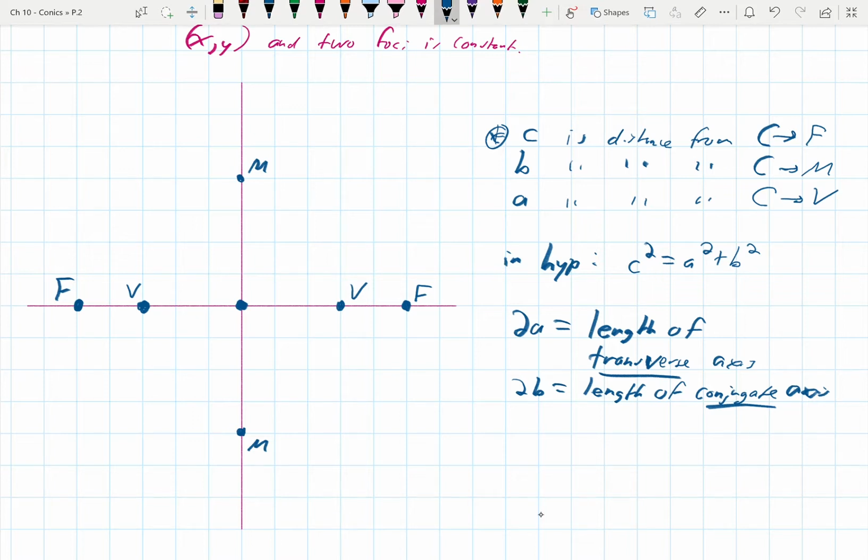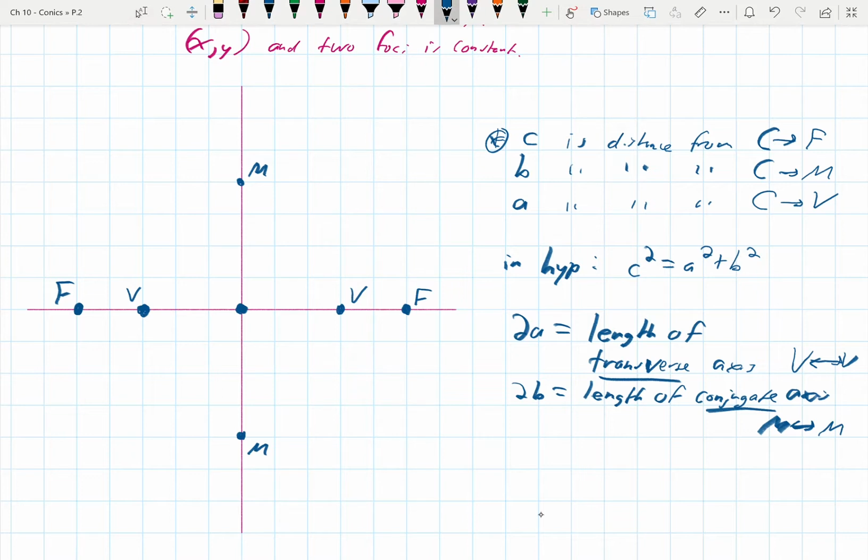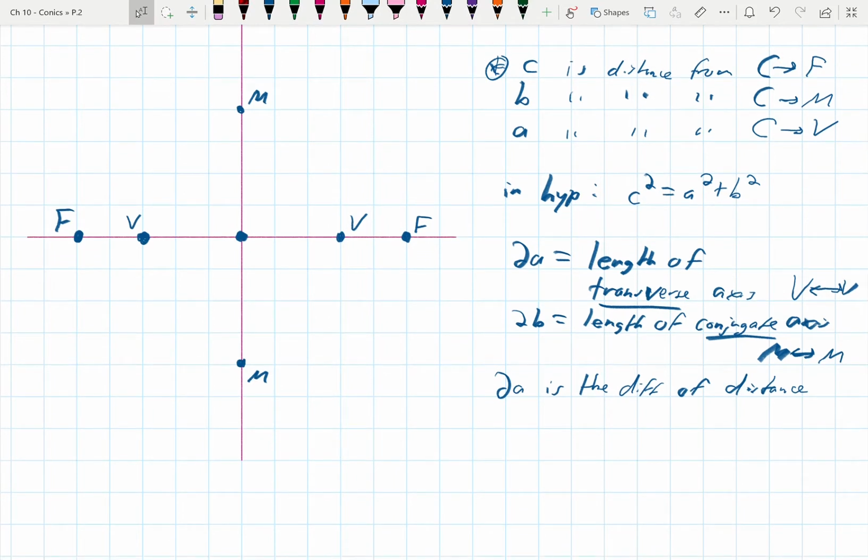The transverse axis goes from V to V. The conjugate axis goes from M to M. And then finally, that difference of distances is 2a. 2a is the difference of the distances, just like in an ellipse, 2a was the sum of the distances. In this case, 2a is the difference of distances. So that's pretty similar. And another similarity is in the equation.